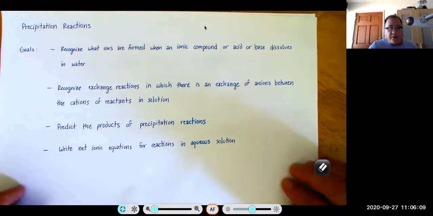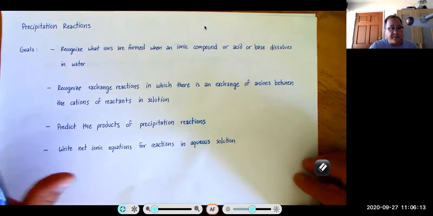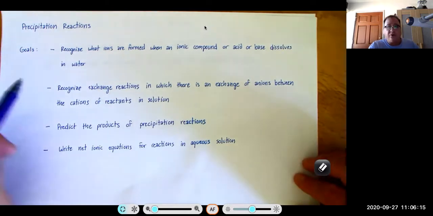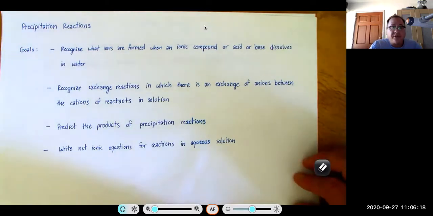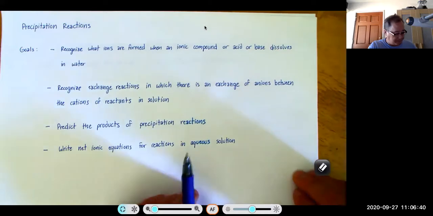Okay, we're going to take a look at precipitation reactions, and we're going to use these solubility guidelines to help us with this particular idea. So the goals of this particular section are to recognize what ions are formed when an ionic compound or acid or base dissolves in water, recognize exchange reactions in which there is an exchange of anions between the cations of reactants in solution, and predict the products of precipitation reactions. And finally, write net ionic equations for reactions in aqueous solution.